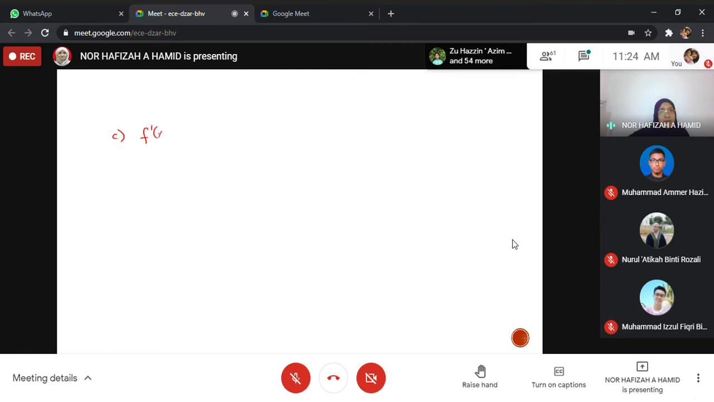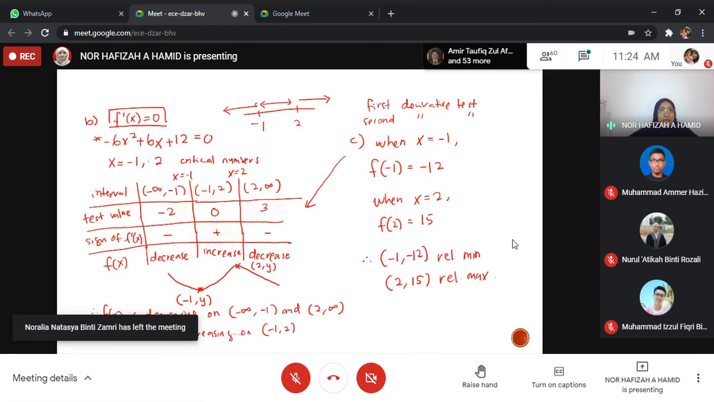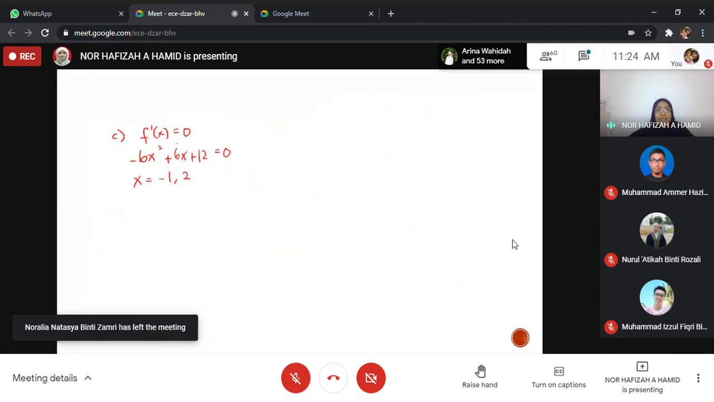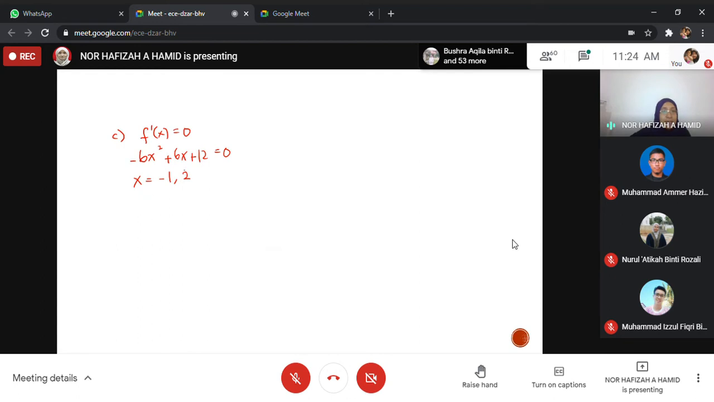Maknanya you kena ada f prime x equal to 0. Lepas tu you differentiate, you will have -6x square plus 6x plus 12 equal to 0. So x equal to -1 and x is equal to 2. Step dia sama je macam sebelum ni, you kena calculate critical numbers dulu. Kalau first derivative test, after you calculate critical numbers, you buat sign diagram. Tapi kalau you use second derivative test, after you ada critical numbers ni, you boleh terus proceed to second derivative.